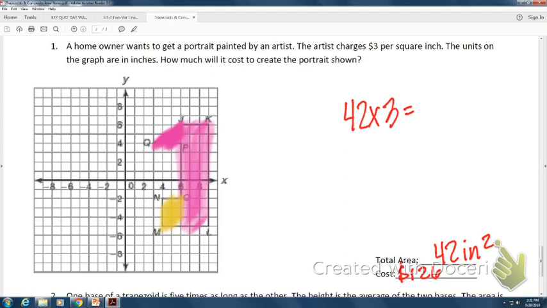Okay, so on your quiz and your skills check and your homework and all kinds of stuff like that, okay, you will have to apply your perimeter and your area, okay, to things like this. So finding the cost of a painting, finding the cost of a fence, finding the cost of a deck, okay, all those different kinds of things.